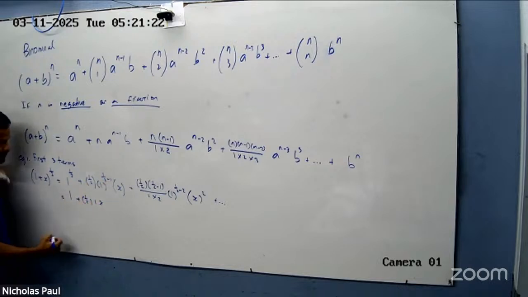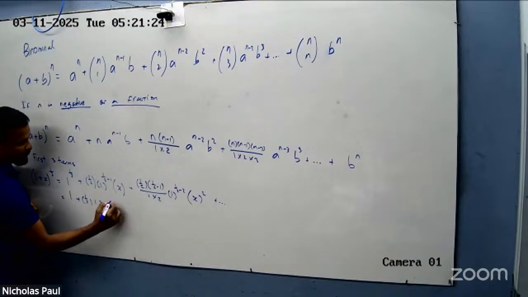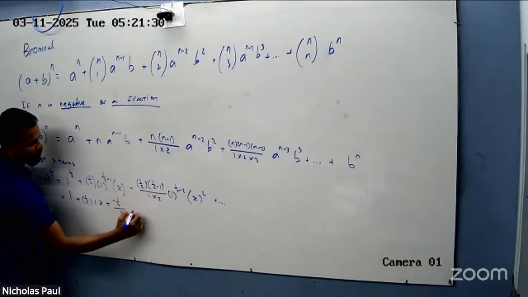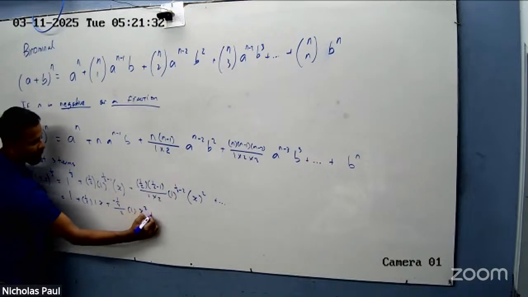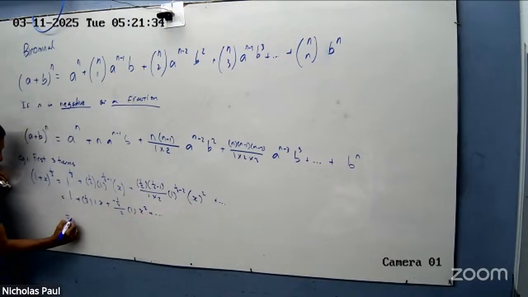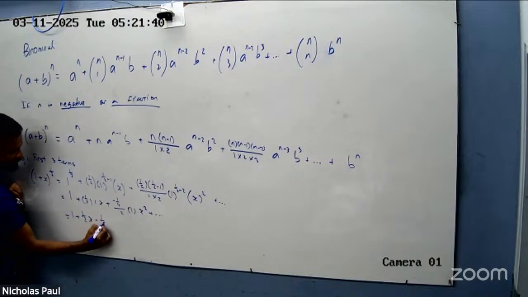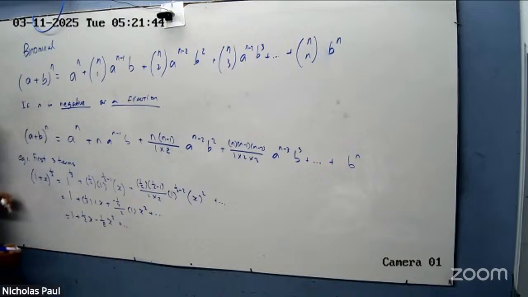x, plus a half minus a half is minus a quarter all on 2. 1 to any power is 1, x squared. So simplify this out, you'll get 1 plus a half x minus 1/8 x squared plus dot dot dot. That's the answer.